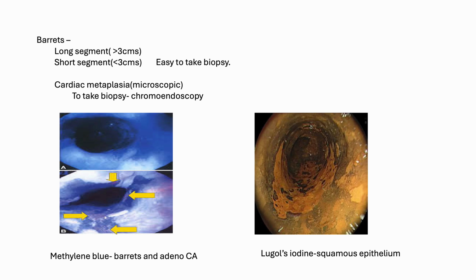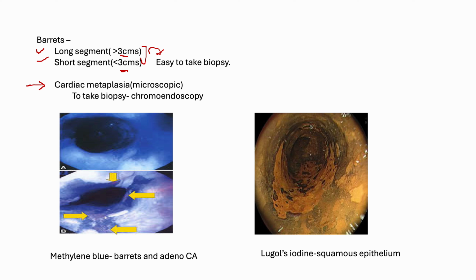Now in Barrett's, there can be involvement of the long segments or short segments. Long segments are more than 3 centimeters, short segments are less than 3 centimeters, and these can be easily identified with the naked eye, right? We just look through the endoscopic probe, and from these two, it is easy to take a biopsy because these are visible to the naked eye.